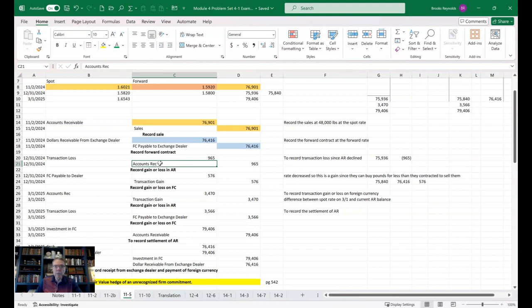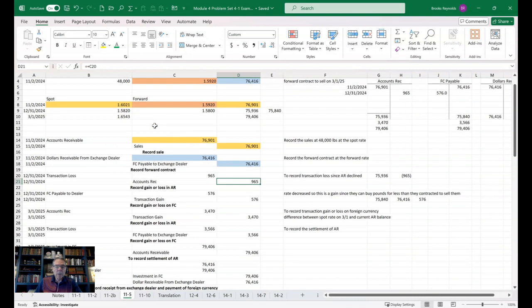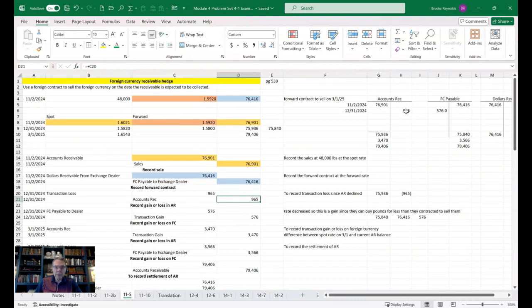So we come upon 12/31/2024, and so we need to make sure that the balance sheets are up to date. So the first thing we're going to do is look at the accounts receivable. So the accounts receivable basically went down, okay? And we know that because we're going to look at this spot rate. The spot rate went down, okay? So we get less dollars per pound. So we're going to incur a reduction in our accounts receivable balance.